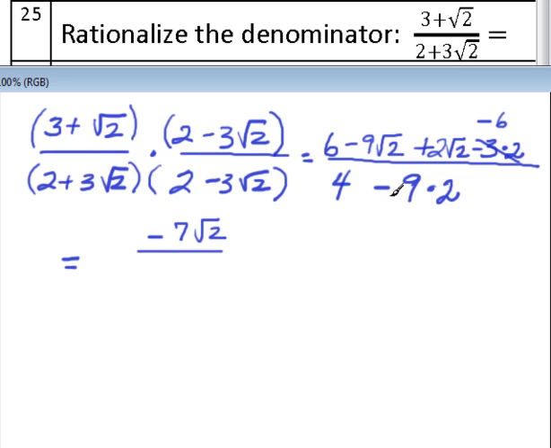And here in the denominator, this is 4 minus 18. So we have minus 14. Okay, we can reduce this, divide top and bottom by minus 7. So we have the square root of 2 divided by 2.